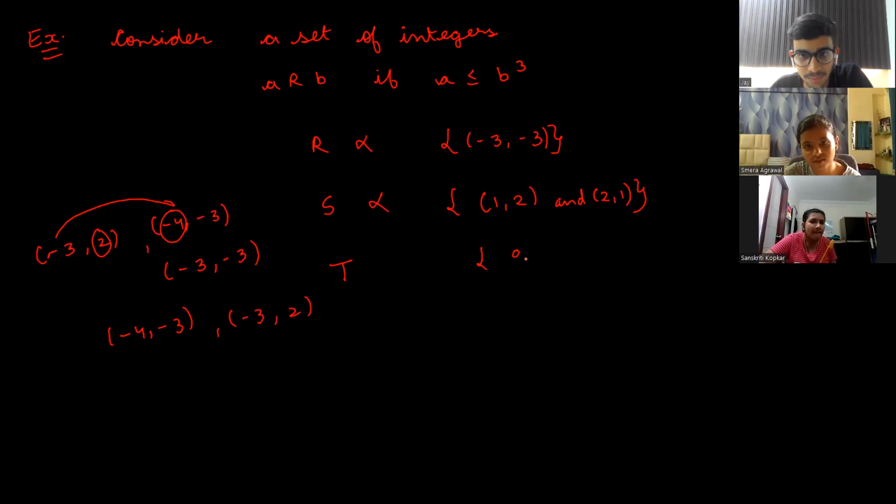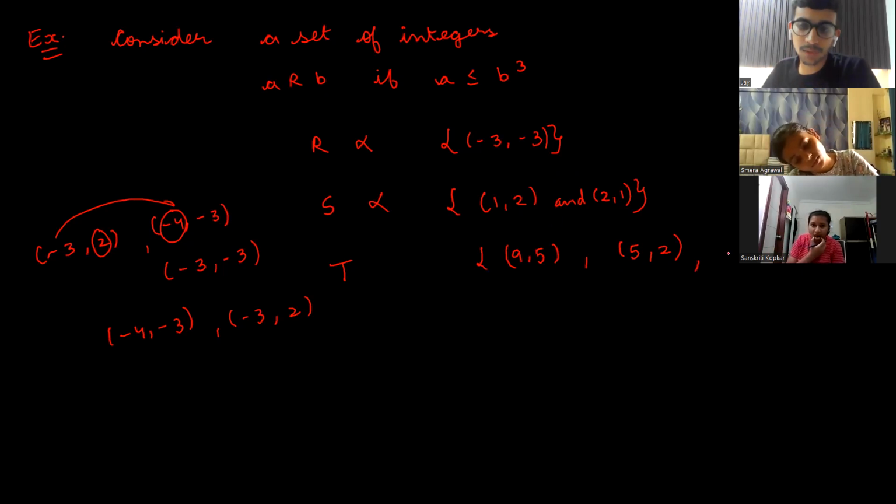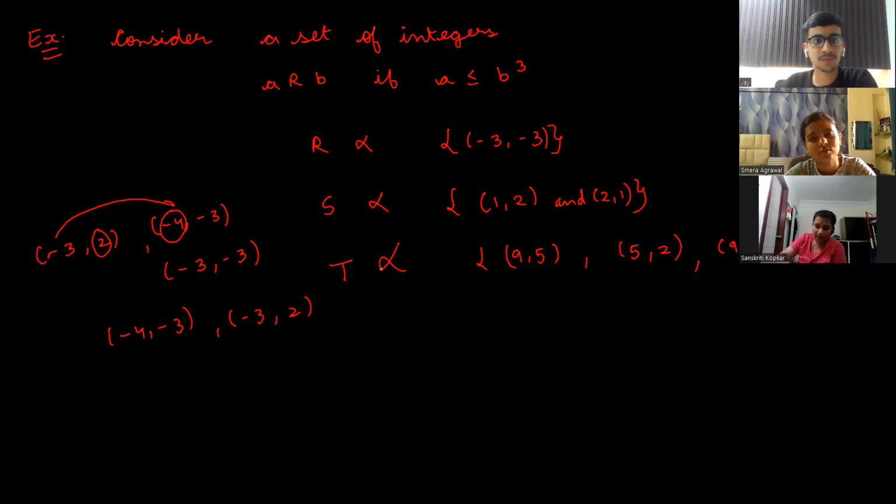It's 9 comma 5, and 5 comma 2. Check both of these satisfy the relation or not. Yes, both are satisfying. So now from these, what transitive pair will I get? What will I get, 9 comma 2? Does that exist? No. So that means it's not transitive.